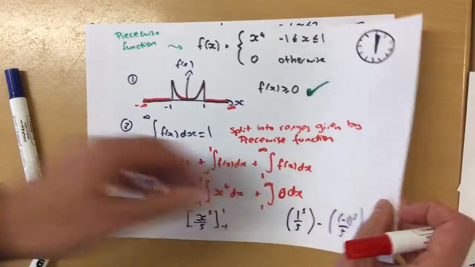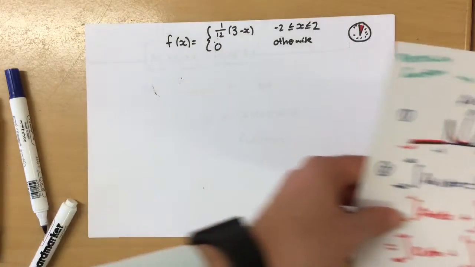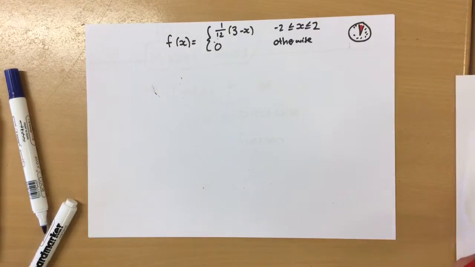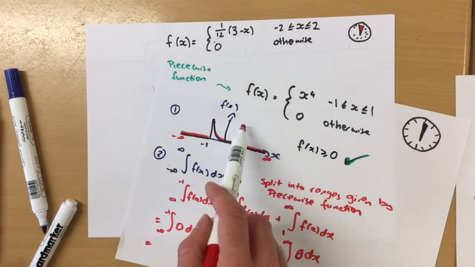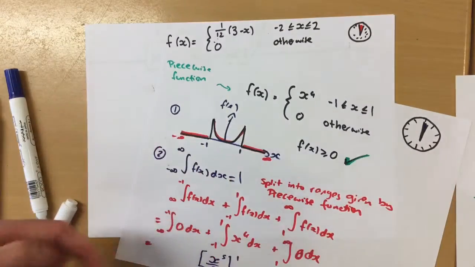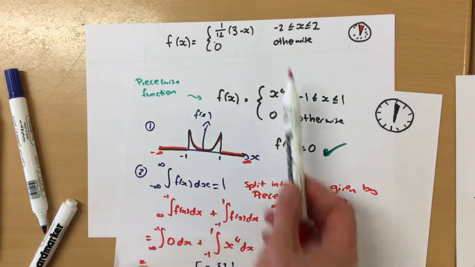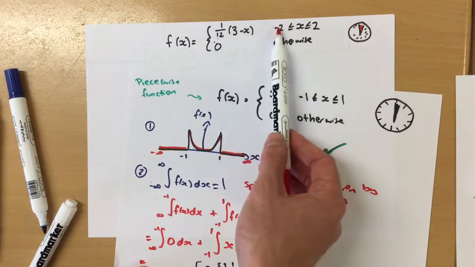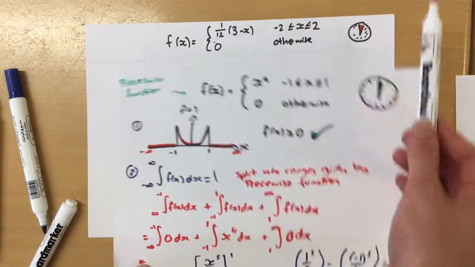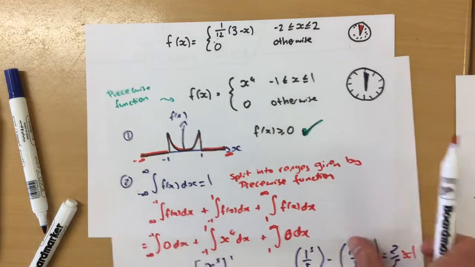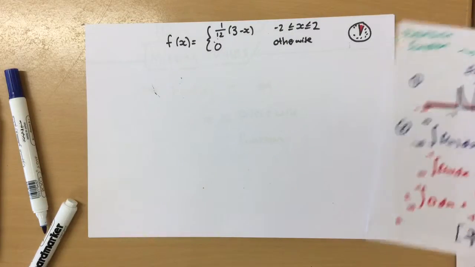I would like you to try one and establish whether this is a probability density function. Remember, the first step: try and sketch it, check it doesn't go below the axis. Second step: integrate it in the separate parts. Here it's between negative infinity and -2, -2 and 2, and 2 to infinity, which are your 3 parts. It can be more than 3 parts sometimes. Again, you need to integrate each bit separately and then see if it sums to 1. So pause it, give it a go.